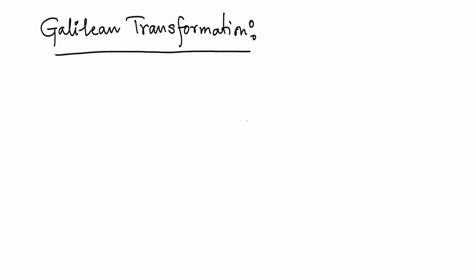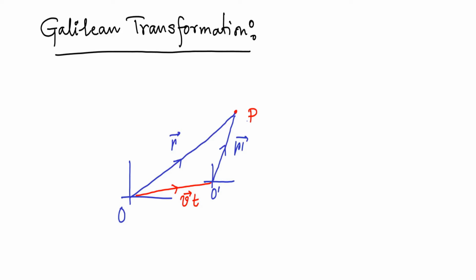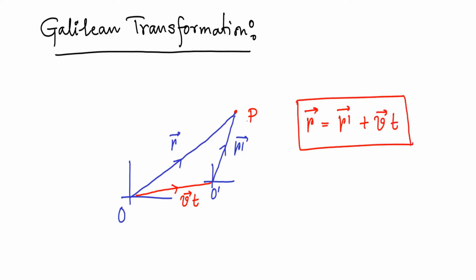Consider a particle P whose position with respect to an inertial observer O is given by the vector r. With respect to another inertial observer, say O prime, the position is given by the vector r prime. If the observer O prime is moving with respect to the observer O with a constant velocity v, then at a time t, the position vectors of the same particle can be related as you see here.